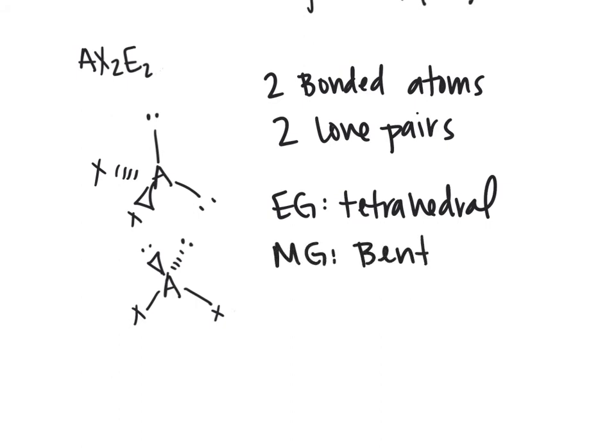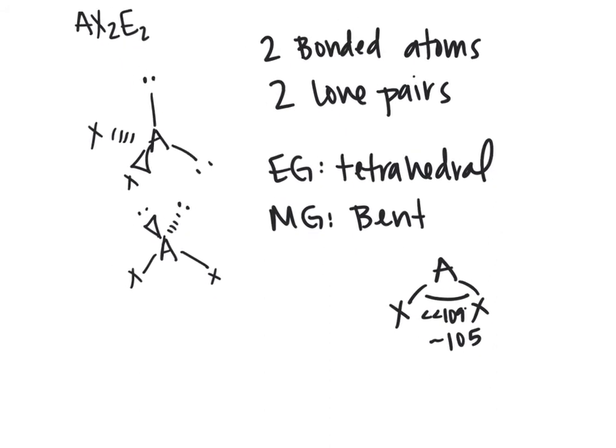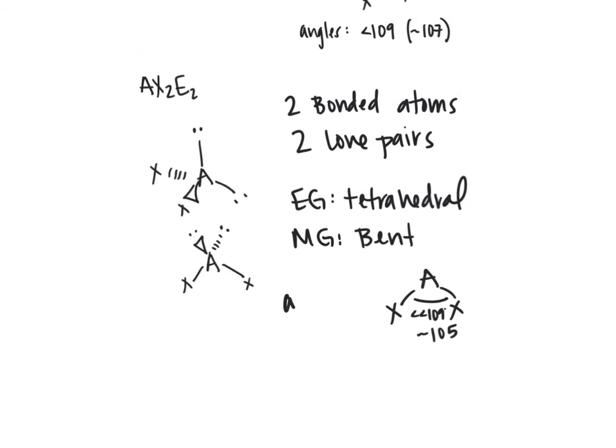So if you were to just look at the picture of AX2E2, this right here is much less than 109.5. So it's approximately 105. And so in this case, for our bent structures, the angle is much less than 109, or 105.